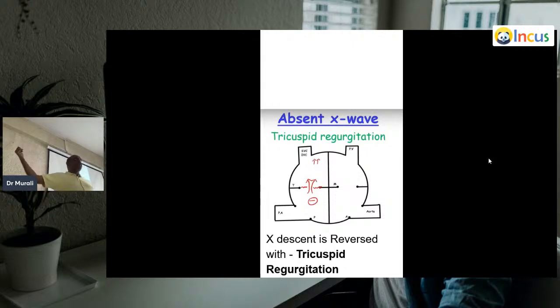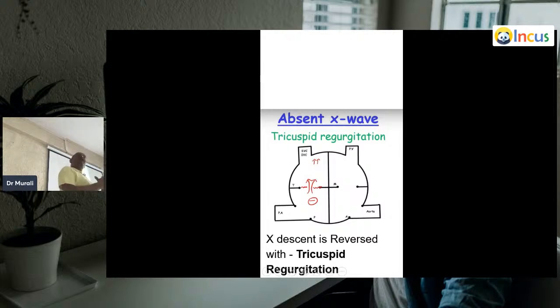Check if anybody is there. Now comes absent X wave. What is the simple one word meaning? X wave occurs because of the atrial relaxation. Somebody is preventing the atrium from relaxing. Somebody is preventing the pressure from falling down. That is the reason X descent is absent. So what condition will cause that? If there is a tricuspid regurgitation.